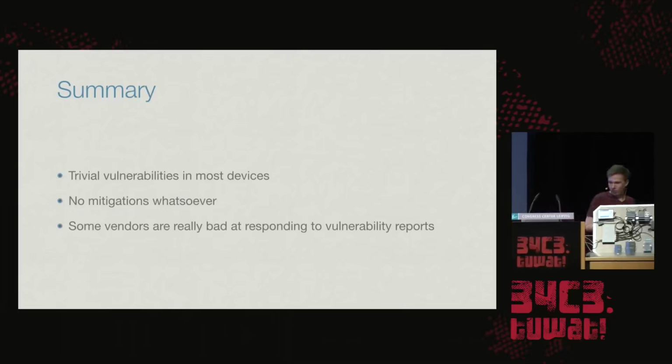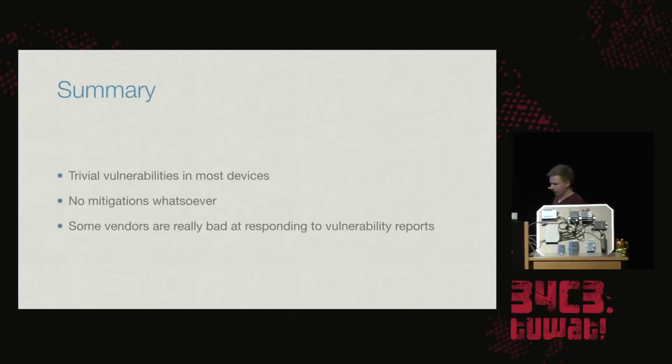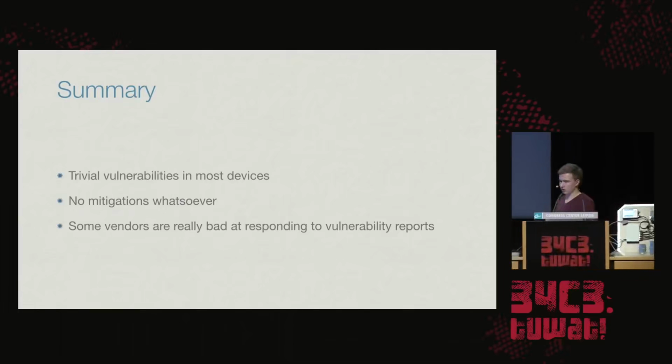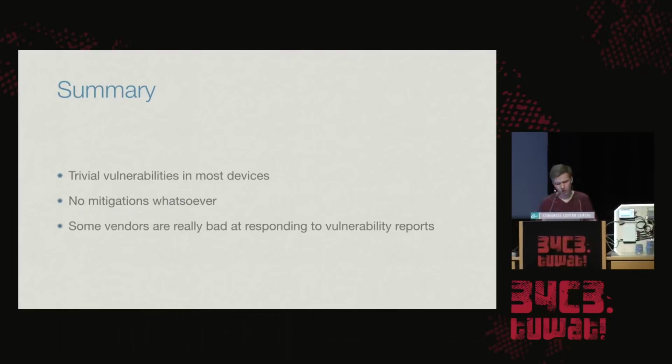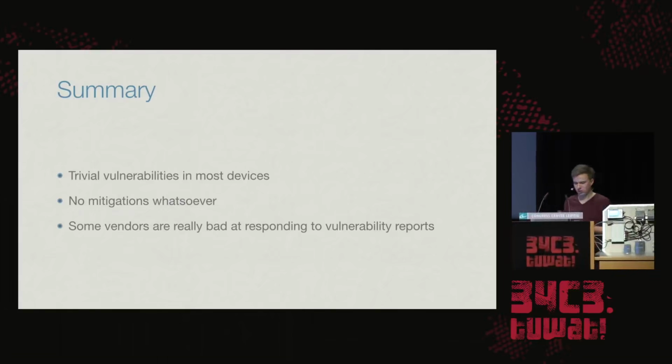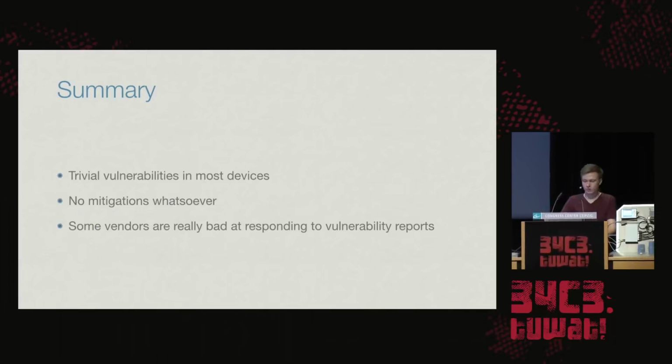So, the summary: we have trivial vulnerabilities in most devices, or at least all that I've looked at. There are no security mitigations whatsoever, so they don't even enable the compiler flags that you just set, and then you have at least some kind of stack protection and so on, like stack cookies and whatnot. And some vendors are really bad at responding to vulnerability reports. I'm not going to name the vendor, but I asked them on Twitter to please give me a security contact, and they responded, please use our contact form. I said, I did 3 times, I sent you emails, you're not responding to me, and so they stopped responding to me on Twitter too.